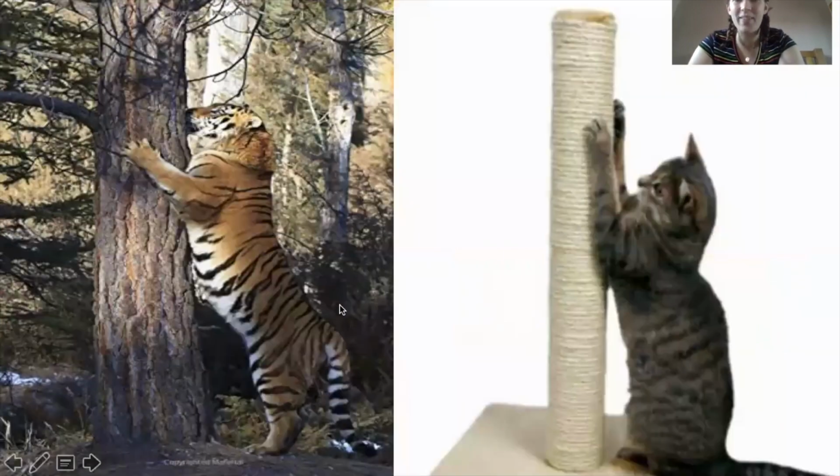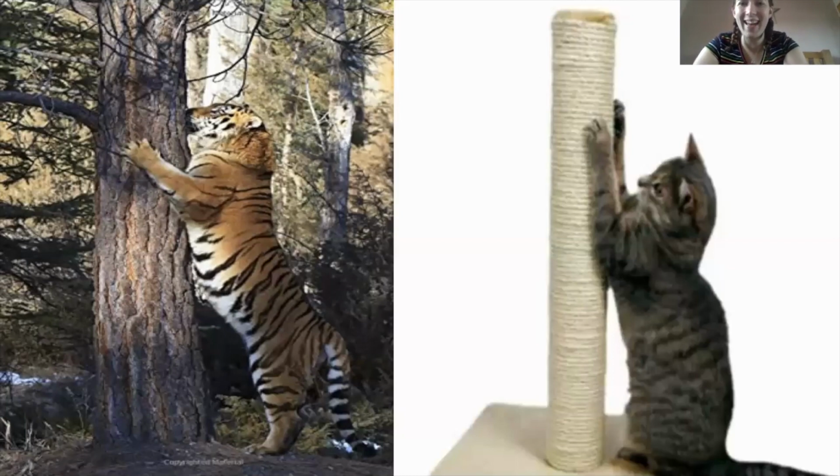So both animals have claws on the bottom of their paws and they like to keep these claws sharp, which they do by scratching trees, if you're a tiger, or some pet stores will sell cat furniture that they can scratch so that cats don't scratch sofas or couches or anything that might be in your house. This way, furniture doesn't get destroyed.